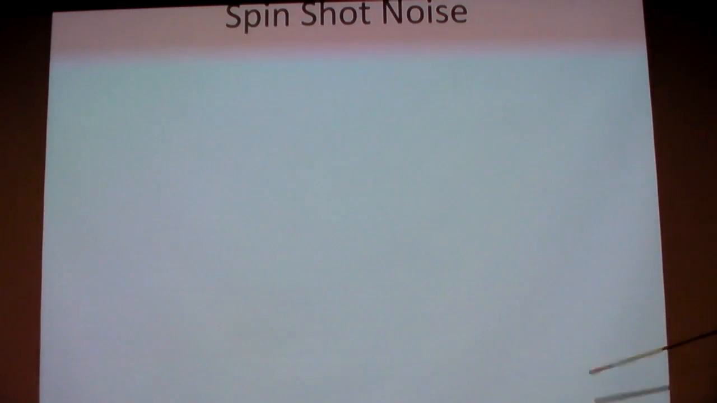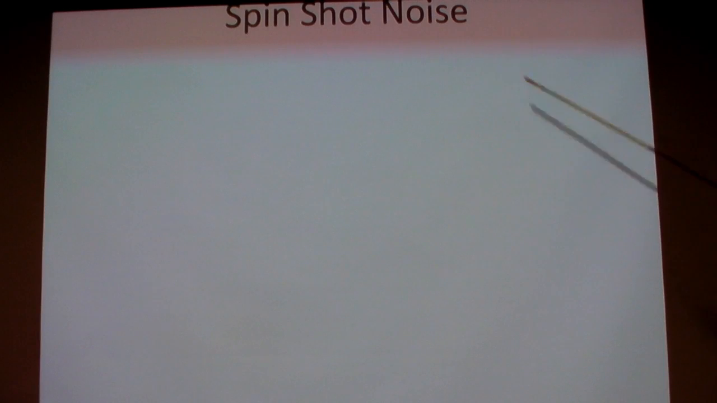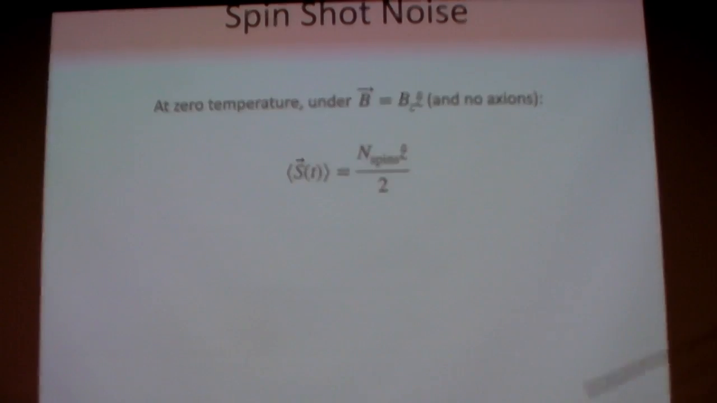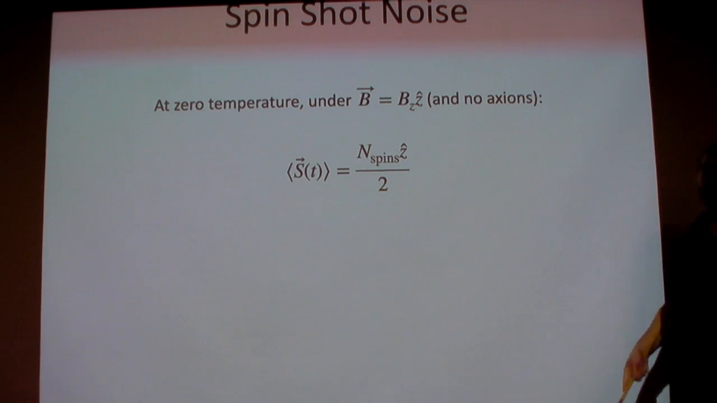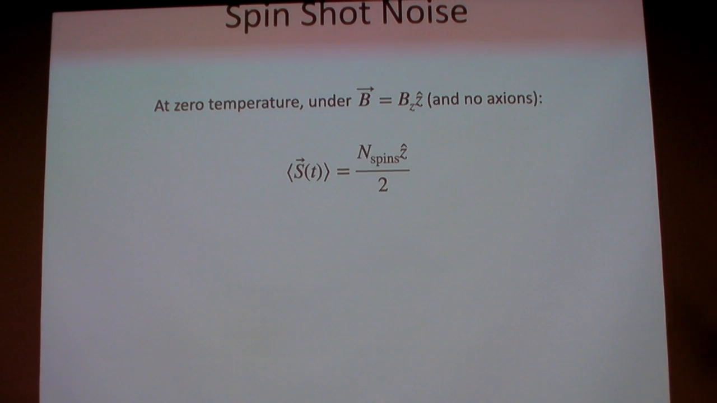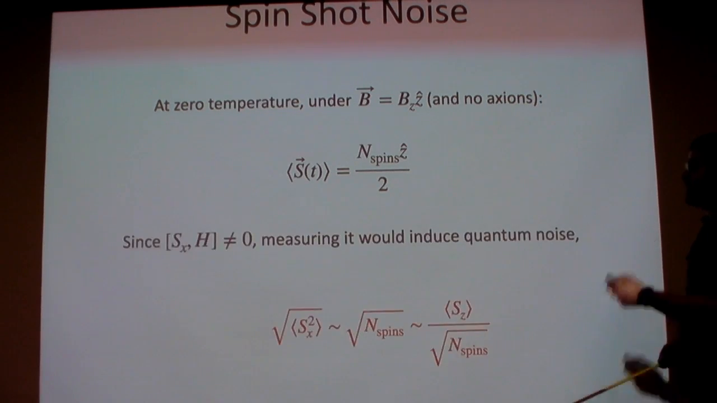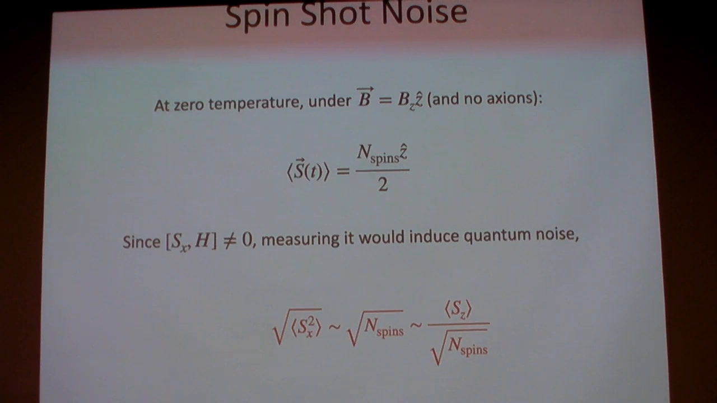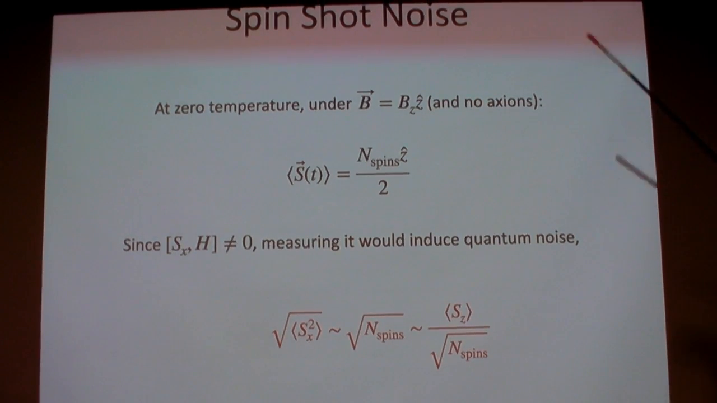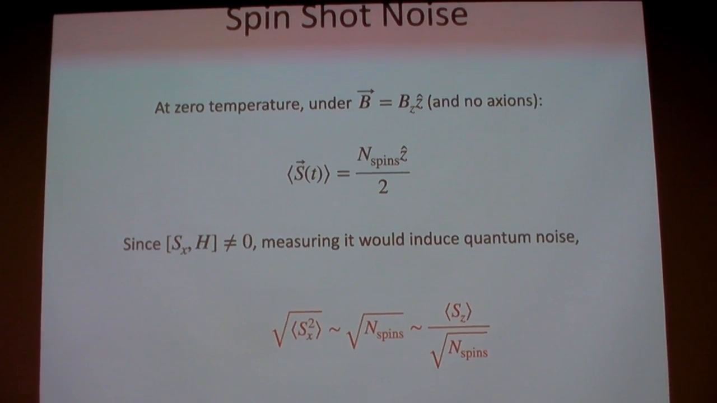And when you think about it a bit more, you need to remember something called the spin shot noise. What is a spin shot noise? Essentially, if you have zero temperature, you have a constant magnetic field, you're going to have thermal polarization that is 100%. All my spins are going to just be pointing towards that magnetic field. This is without axions. And because the spin in the x direction is not commutative with the Hamiltonian, whenever people measure the spin in the x direction, they are inducing a quantum noise that is limiting how much we actually believe we could ever reach the QCD axion.